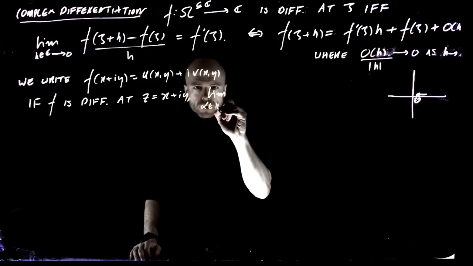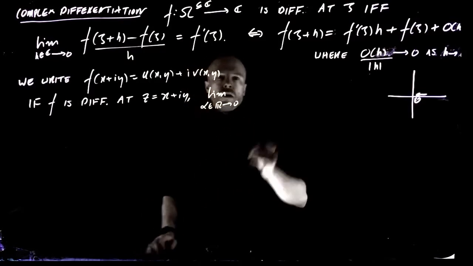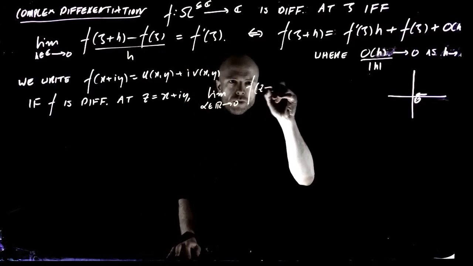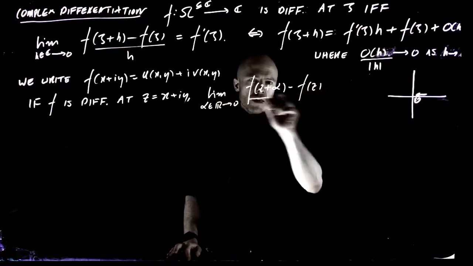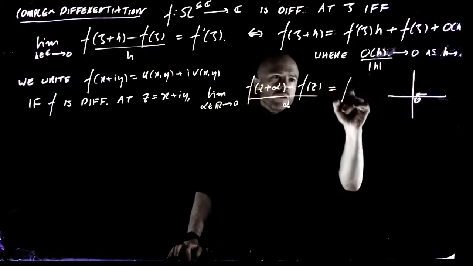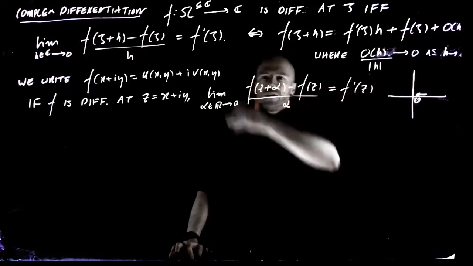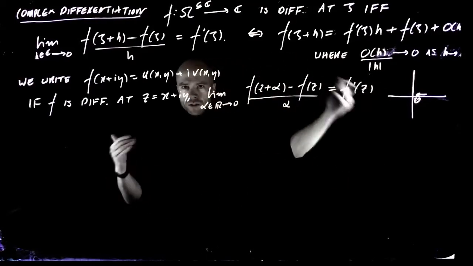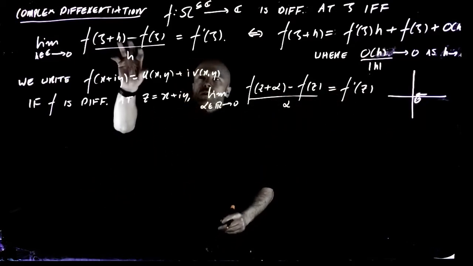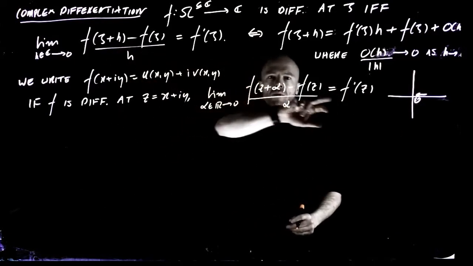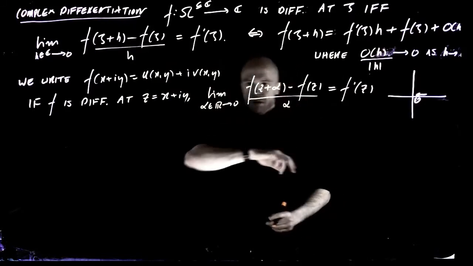The limit as alpha belonging to the real numbers goes to 0 of (f(z + alpha) - f(z)) / alpha has to equal f'(z). That's the definition. Alpha being real is still a complex number, right? Because the real numbers are contained in the complex numbers. So this thing implies this thing, right?